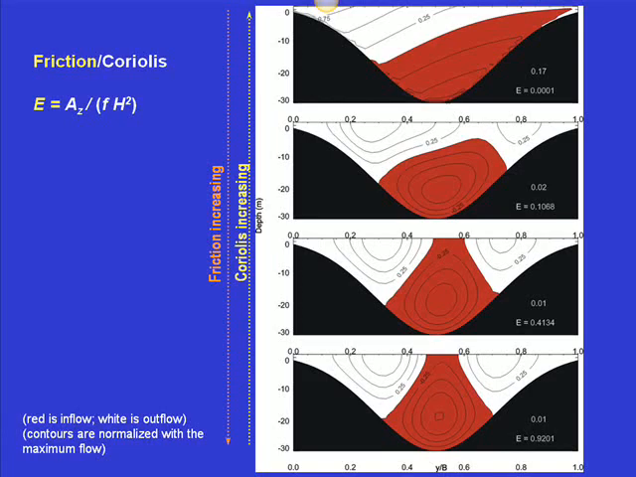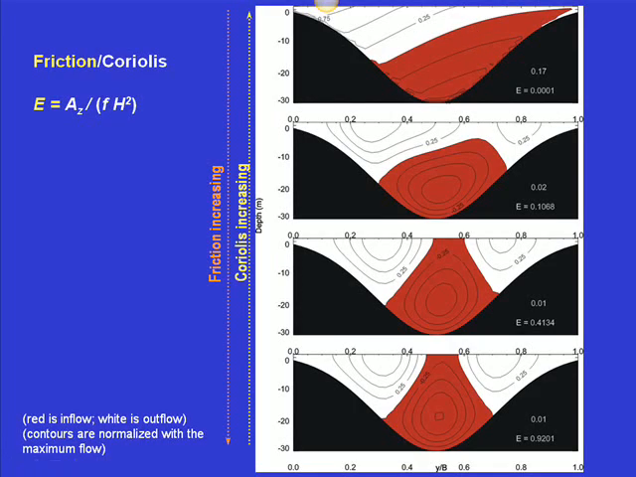So you can see, can anybody describe this exchange pattern, this flow exchange pattern? By the way, the contours are non-dimensionalized by the maximum inflow.